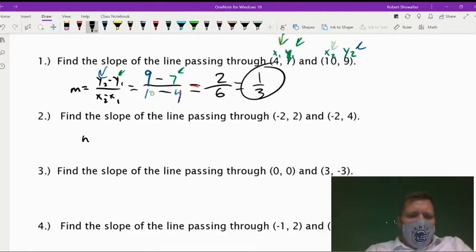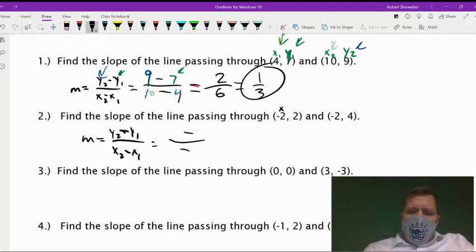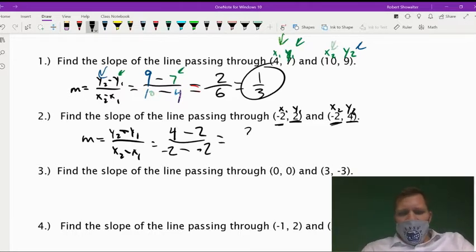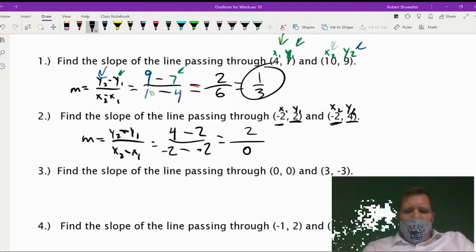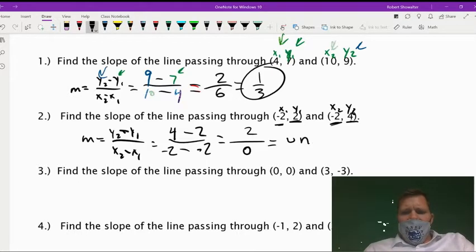Okay, go ahead. Drop in the formula. Again, I would highly recommend you write this down until you memorize this formula. Then drop in the values. y2, drop it there. y1, drop it there. Y's over x's, remember. x2, drop it there. x1, drop it there. Simplify. 4 minus 2 is 2. Negative 2 minus negative 2 is 0. That one's undefined because you can't divide by 0.